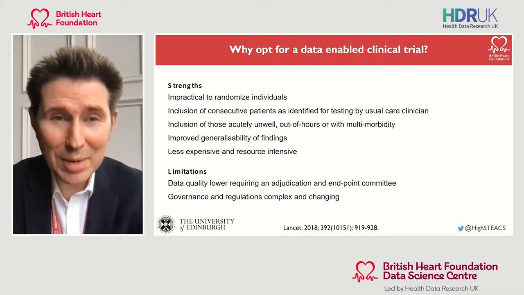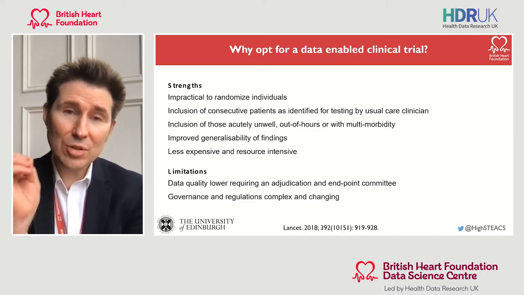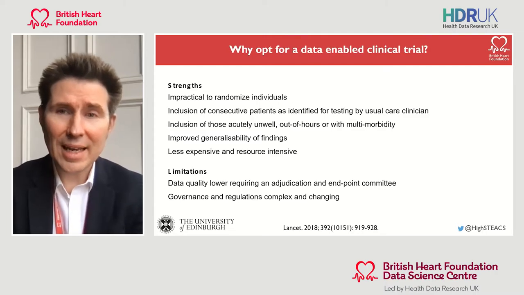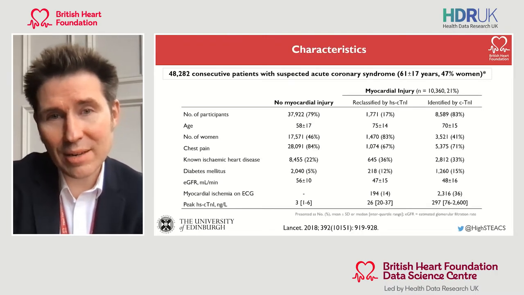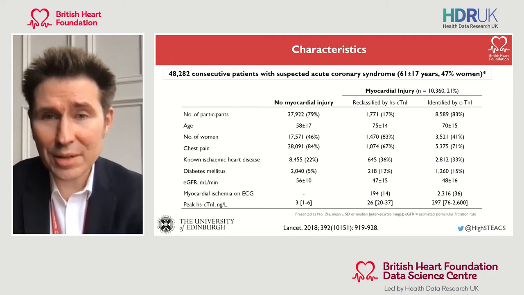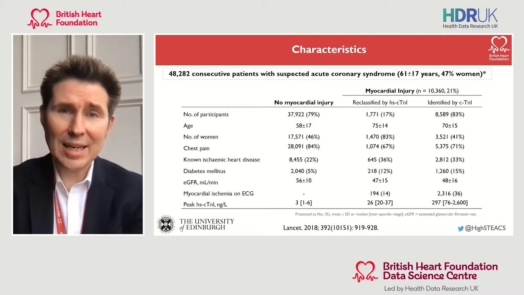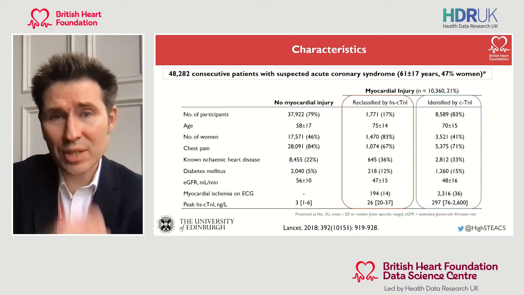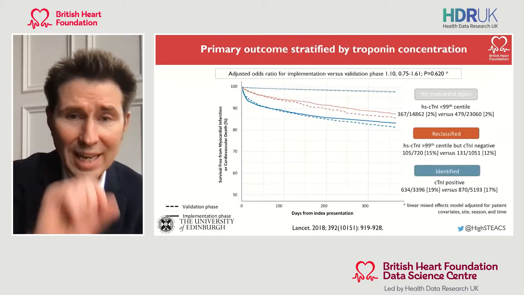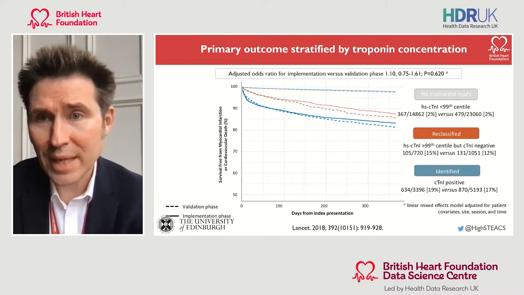But as has been discussed in many of the presentations, data quality can be a challenge. And therefore, because it was a trial of a diagnostic test, we required adjudication and endpoint committee. And the regulations in this space are pretty complex. So we enrolled just over 48,000 patients. One in five had evidence of injury to the heart. And in that, around one in six of those were only identified by the new test. Interestingly, half of all patients enrolled were women, which is unusual for a trial of acute coronary syndrome.